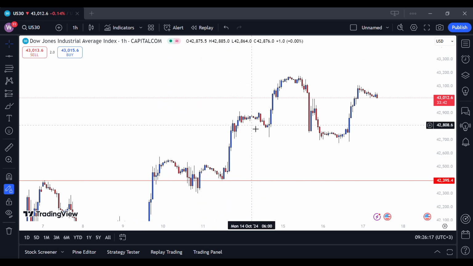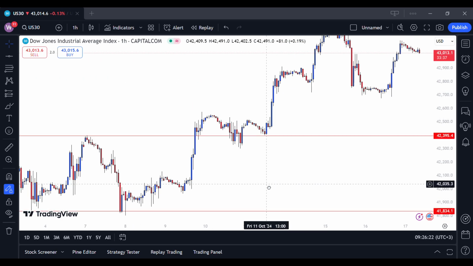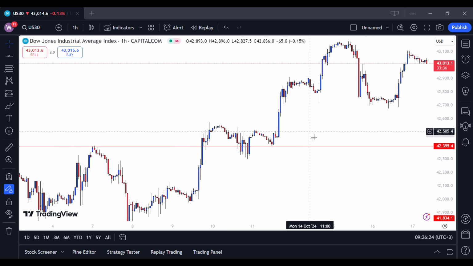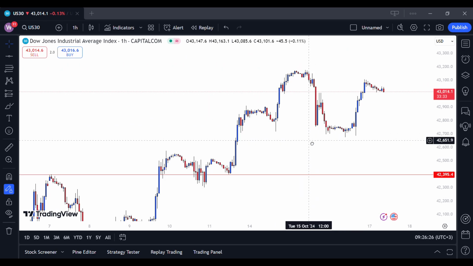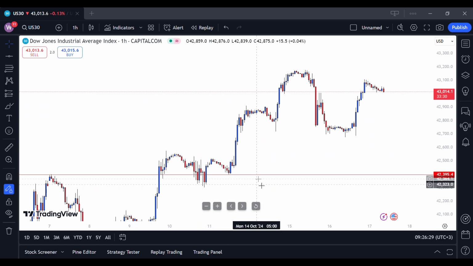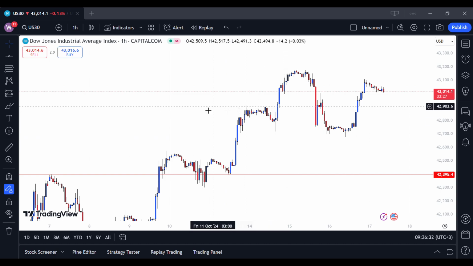So which base will you consider in supply and demand? This or this? I must say you can consider both. Watch out for both areas, this and this. But many times the market reacts to the most recent area. So if we can draw something there, let's draw a demand zone here.